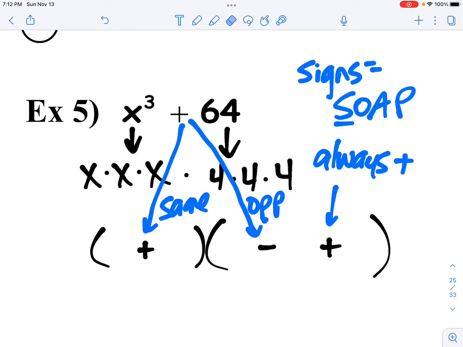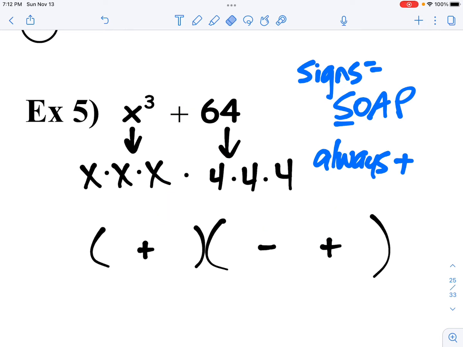Okay, now I'm going to erase all this blue stuff just so I have some room. I'm going to leave that up there. So what goes first in this spot is just the x. And in this spot is just the 4. So it's the two numbers that were uncubed.